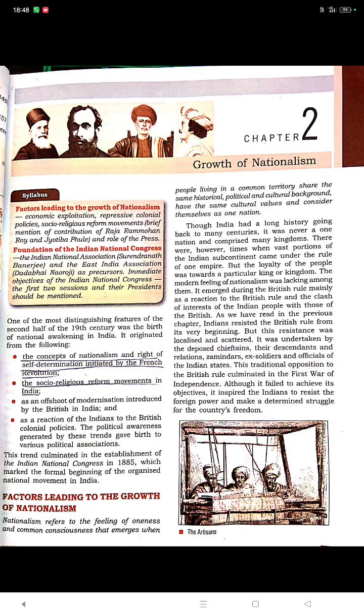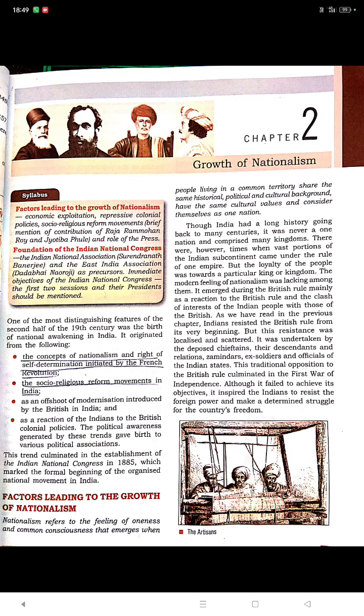Next, the social religious reform movements in India, meaning the movements of social religious reforms. As an offshoot of modernization introduced by the British in India, as a reaction of the Indians to the British colonial policies. Reaction of the Indians for the British policies. Next, factors leading to the growth of nationalism.